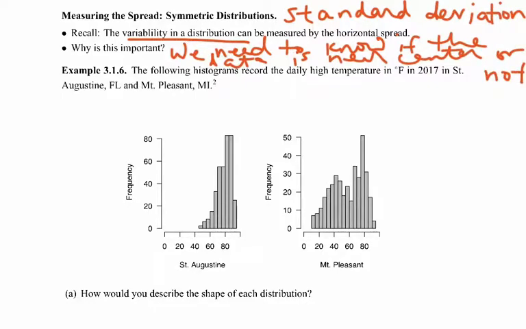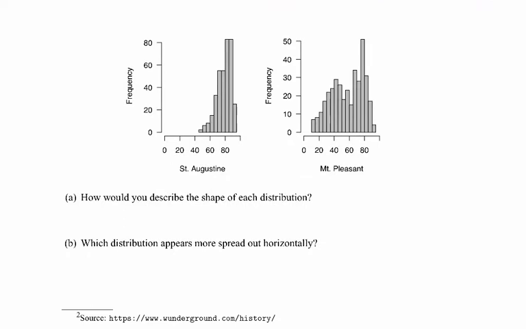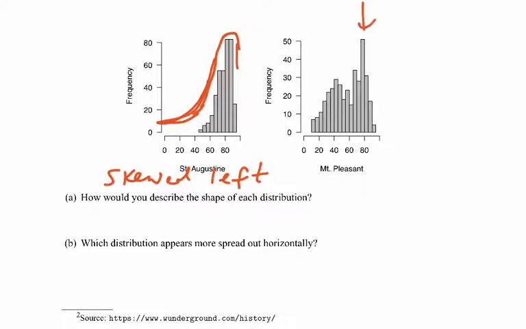So let's look at this example. The following histograms recorded the daily high temperature in degrees Fahrenheit in 2017 for St. Augustine, Florida and Mount Pleasant, Michigan. How would you describe the shape of each distribution? For St. Augustine, I would say this is probably skewed left. If you'll notice, it starts off with a tail, increases, and then just drops off. So I would say there's a tail here. St. Augustine is skewed left, or left skewed. Mount Pleasant, there's some weird stuff happening here, but I would say we could probably describe this as roughly symmetric. Very roughly symmetric.